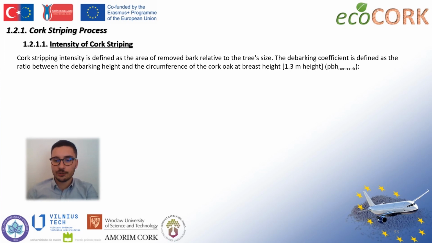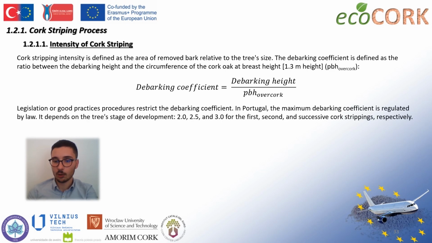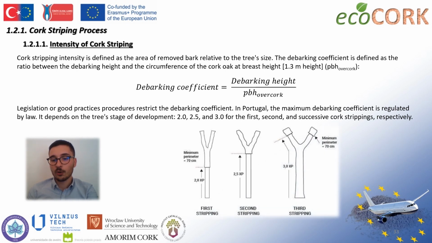Cork stripping is measured by how much bark is taken off compared to the size of the tree. The debarking coefficient is the ratio of the debarking height to the cork oak circumference at chest height. The debarking coefficient is limited by laws or procedures for good practices. In Portugal, the law says what the maximum debarking coefficient can be. It depends on how old the tree is. The first cork stripping has a debarking coefficient of 2, the second 2.5, and the third 3.